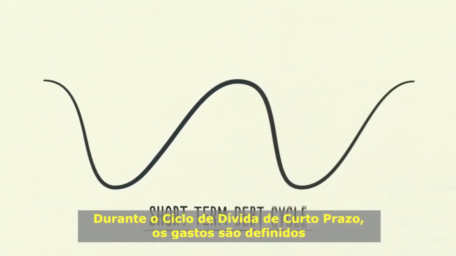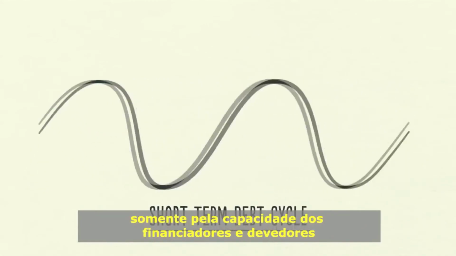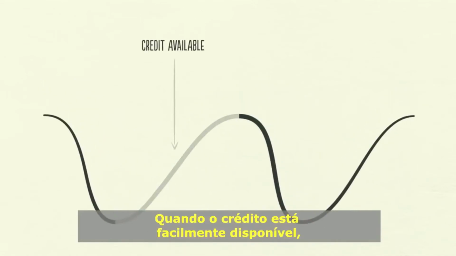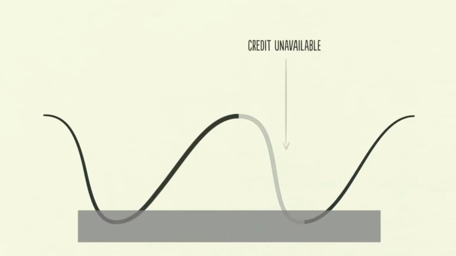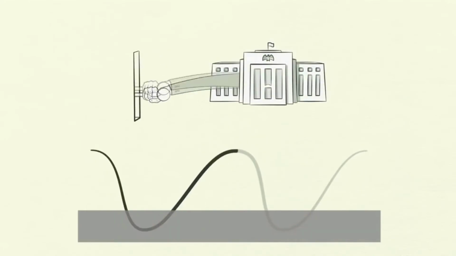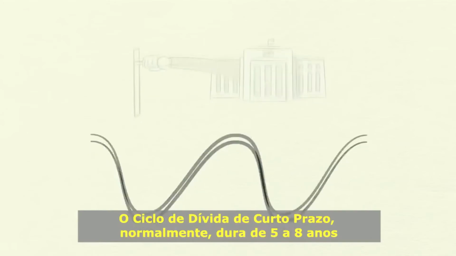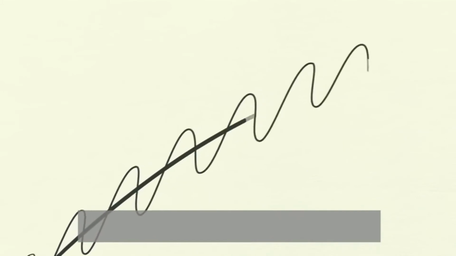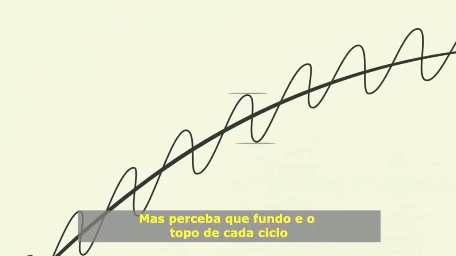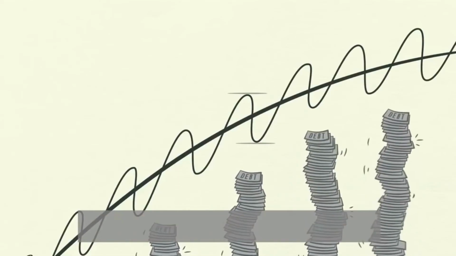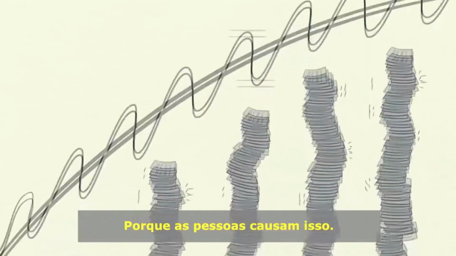In the short-term debt cycle, spending is constrained only by the willingness of lenders and borrowers to provide and receive credit. When credit is easily available, there's an economic expansion. When credit isn't easily available, there's a recession. And note that this cycle is controlled primarily by the central bank. The short-term debt cycle typically lasts 5 to 8 years and happens over and over again for decades. But notice that the bottom and top of each cycle finish with more growth than the previous cycle and with more debt. Why? Because people push it.